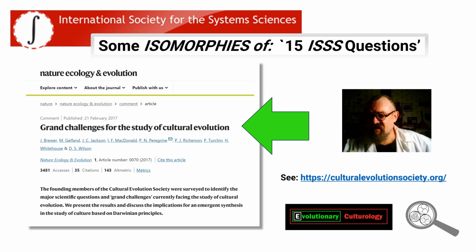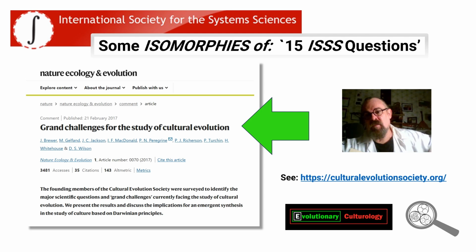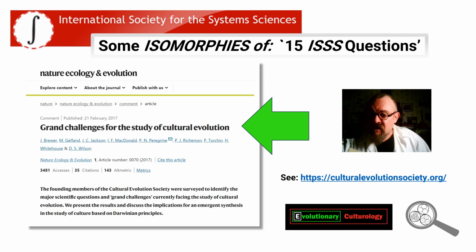One of them is the Cultural Evolution Society in 2017. They published this in Nature, Grand Challenges for the Study of Cultural Evolution. So they did a survey of the Cultural Evolution Society members and got them to list what are the biggest problems we face, or unsolved problems or unanswered questions in our domain, cultural evolution science. So very similar. That's worth a look, that article or paper. Next.